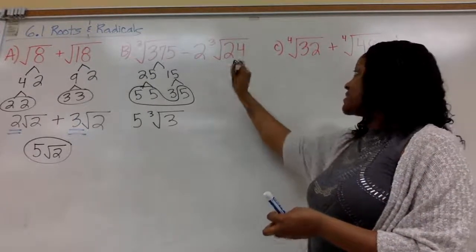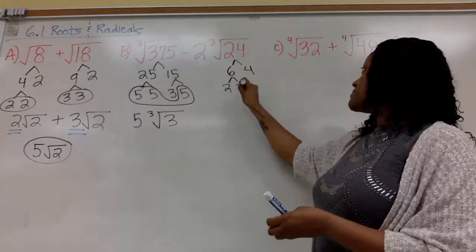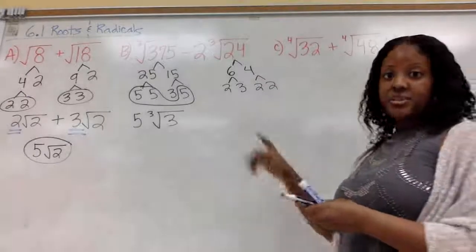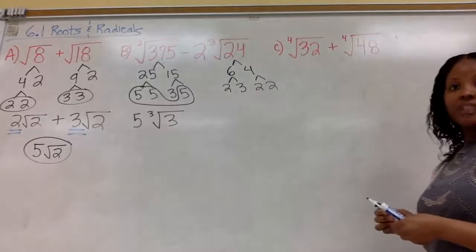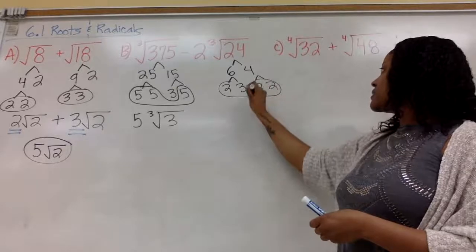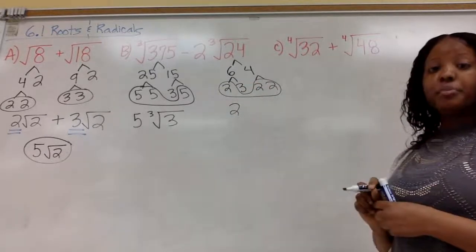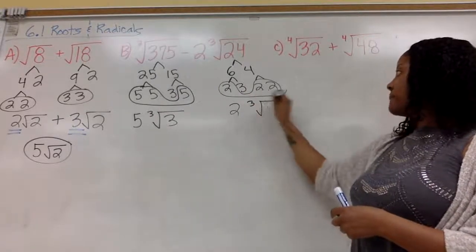24 has a lot of different things. Let's do 6 times 4. I can do 2 times 3. I can do 2 times 2. My index is 3. Check your index. Index 3. I'm looking for 3 of the same number. So I got 3 2s. Okay, that's going to go on the outside. The leftover prime number, which is the number 3, goes on the inside.